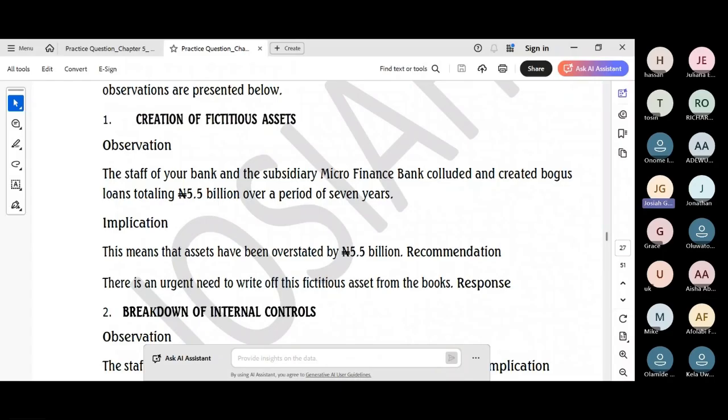So generally, I think strategies around answering such kind of complex questions, please apply, application. The key to this question is to directly link your answers to the specifics of the Pony Bank scenario. Don't just recite generic audit risks. So mention the 5.5 billion bogus loans, the fictitious assets, and more importantly, the collusion between staff. This is very important to mention. So show your professional judgment.